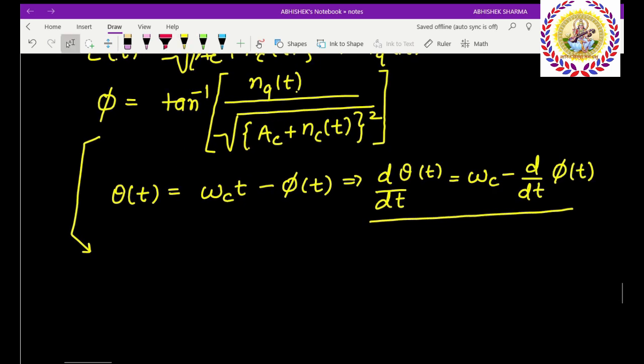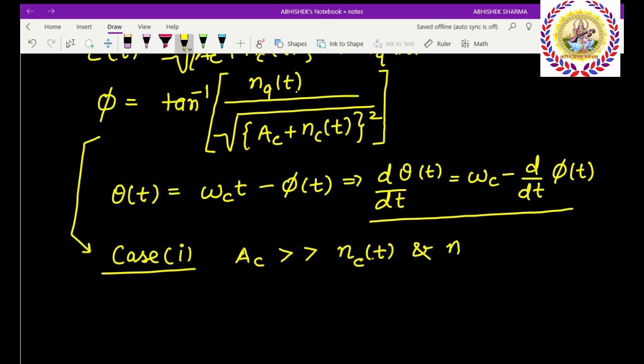Now we have two cases. Case 1, where we can consider that Ac is dominating over noise. That means Ac is much greater than nc(t) and nq(t). We can consider it a small noise case.